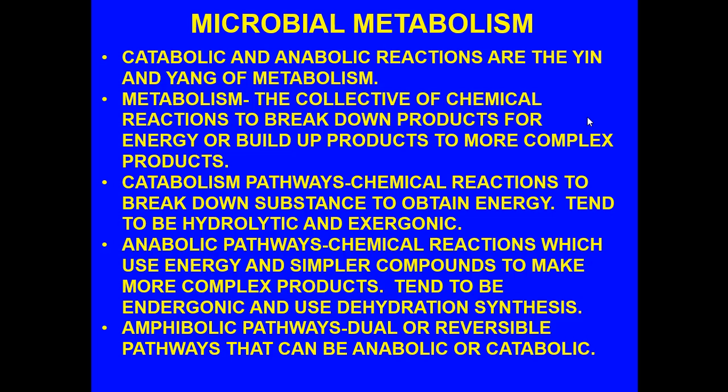Catabolism pathways, these are chemical reactions to break the substance down to obtain energy. These reactions tend to be hydrolytic and exergonic, meaning releasing energy as they are occurring. Anabolic pathways are chemical reactions which make use of energy and simpler compounds to make more complex products. They tend to be endergonic, in other words, requiring energy to occur, and use dehydration synthesis as part of the chemical reactions. Now, when you have an amphibolic pathway, this is what we refer to as a dual or reversible pathway. That can be either anabolic or catabolic.